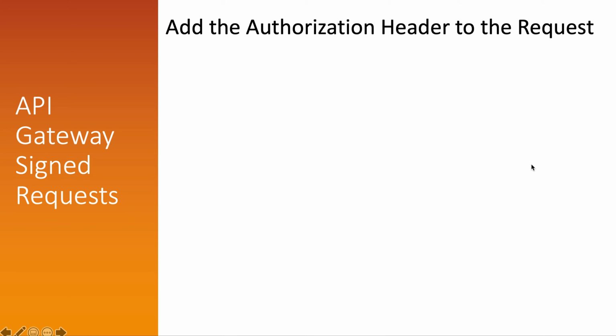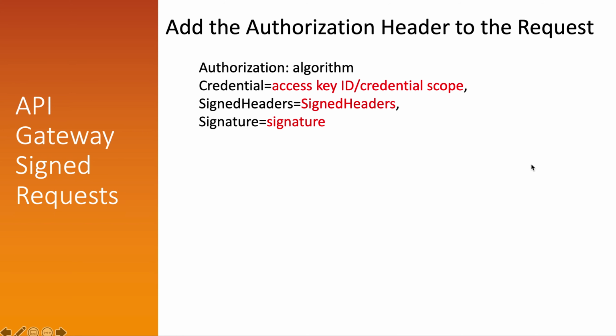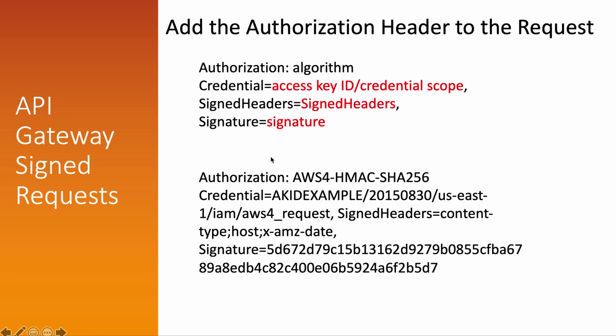And in the fourth step, we add all of the above information in the authorization header. So this is the pseudocode for that. In the authorization, we add the algorithm name, then in the credential we use the access key ID, then the credential scope, and for the signed headers we use all of the signed headers, and at the end we add the signature over here, which we calculated in the previous step. So this is the example of the authorization header.